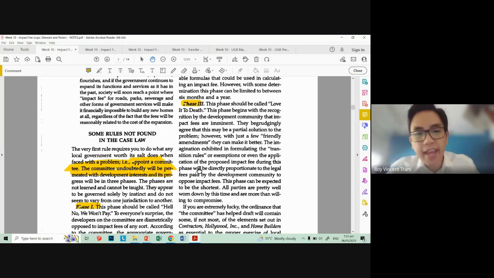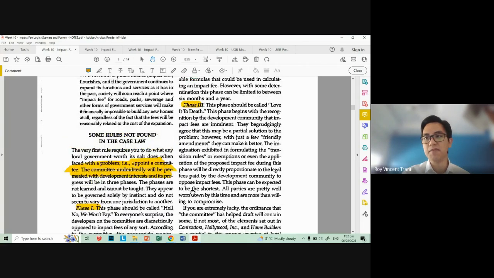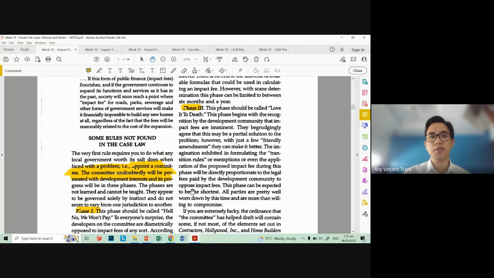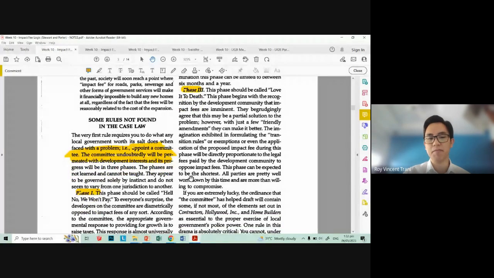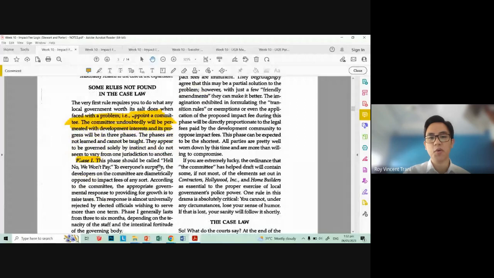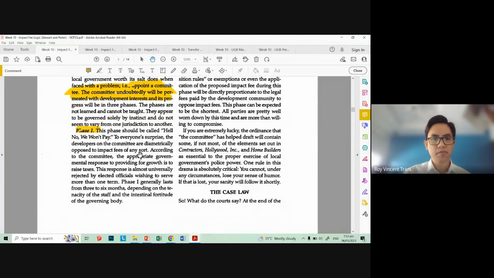But anyway, according to the writer Stewart, there are three phases of implementing an impact fee. The first phase, which he calls "hell no, we won't pay," is the developers vehemently disagreeing to pay any kind of fee. So I'll just read here a bit. To everyone's surprise, the developers and the community are diametrically opposed to impact fees of any sort.